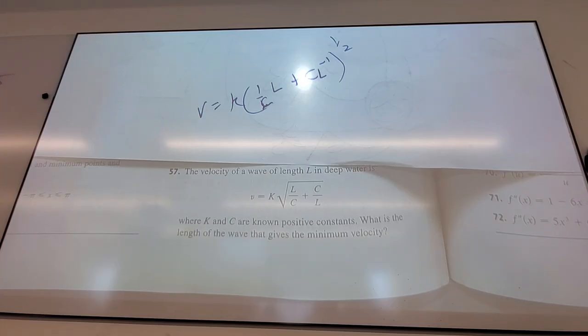Now, everybody sees a chain rule too, right? You have to bring the 1/2 power down first and so on. Yeah, you should know.